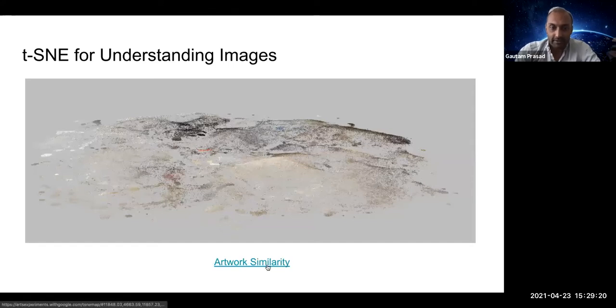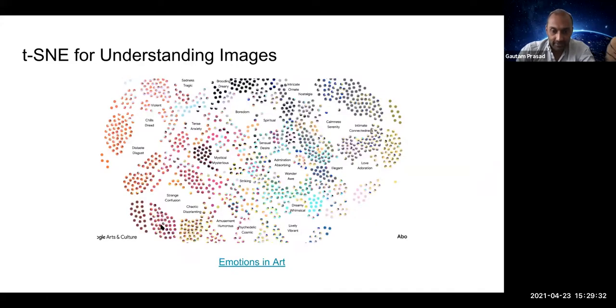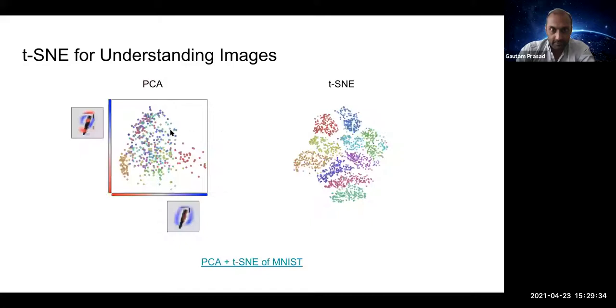I'll do another example. There are a few really cool examples that Google has done. So this is a huge t-SNE plot for artworks. Let's see if I can change the tab so I can explore it.